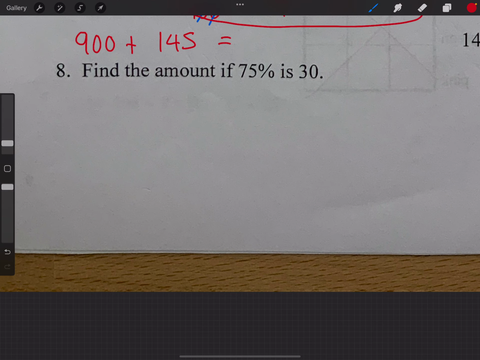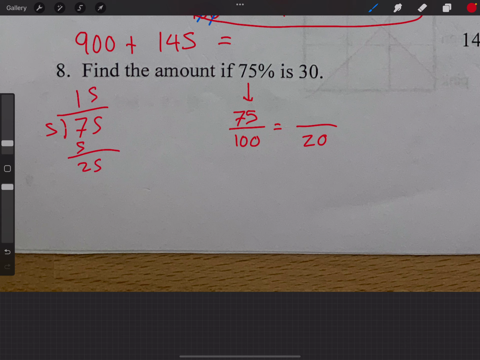Question 8. Find the amount if 75% is 30. Let's change this one into a fraction. 75% is 75 over 100. Let's simplify that by dividing top and bottom by 5. Divide the bottom by 5, you get 20. The top is 75, that can be divided by 5, so it'll be 15 over 20. We can divide it by 5 again, so this will be 3 over 4. So 75% is the same as 3/4.